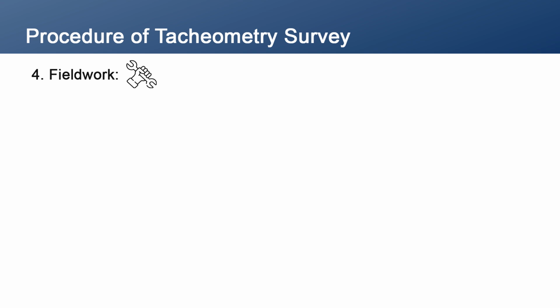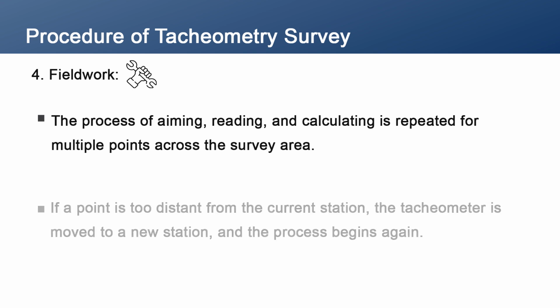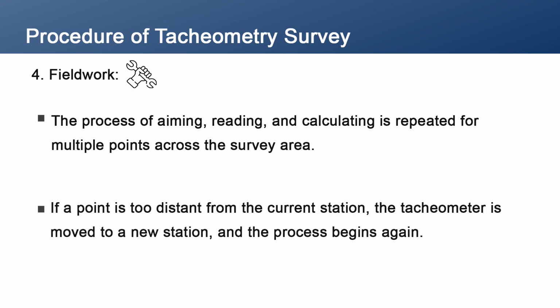So, at step 4, we do the field work. Here, we repeat the process, that is aiming, reading and calculating, for multiple points across the area we are surveying. If we need to measure a point that is too far away from our current station, we move the tachyometer to a new station and start the process again. As we go along, we keep a detailed record of everything, that is the readings, vertical angles and the positions of both the instrument and the staff. Here the reading is a staff reading. This data is like our field diary and it is essential for the next steps.